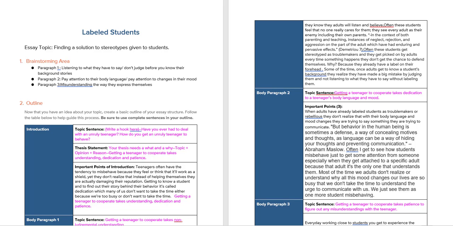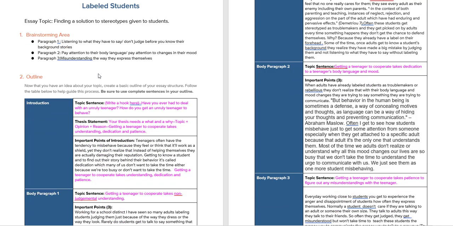So I'm going to make a video about how to do the illustrative essay outline. First of all, you're going to brainstorm your idea and you just write whatever comes to your head. So that's what you're going to write in the brainstorming area.